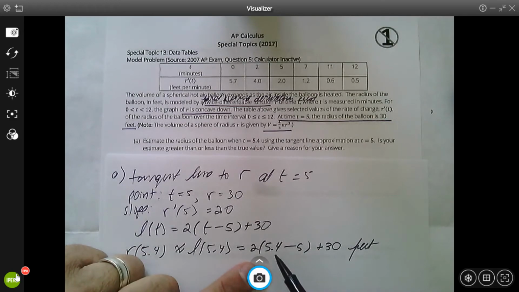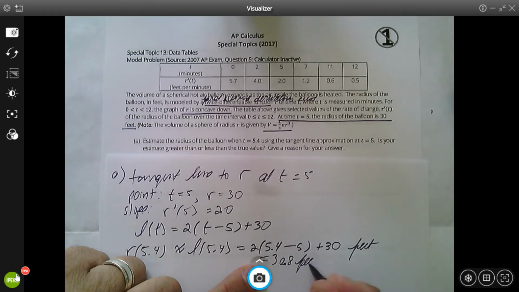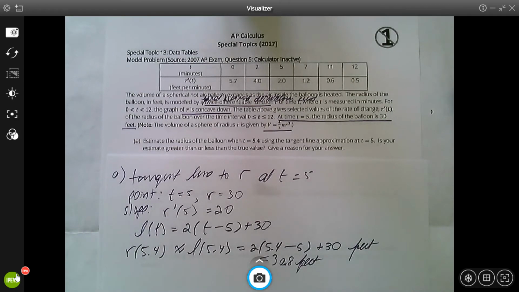If you want to live dangerously and simplify this, you can. 5.4 minus 5 is 0.4, times 2 is 0.8, plus 30 is 30.8 feet. We've talked about this repeatedly. There's no need. There is absolutely no need to simplify.